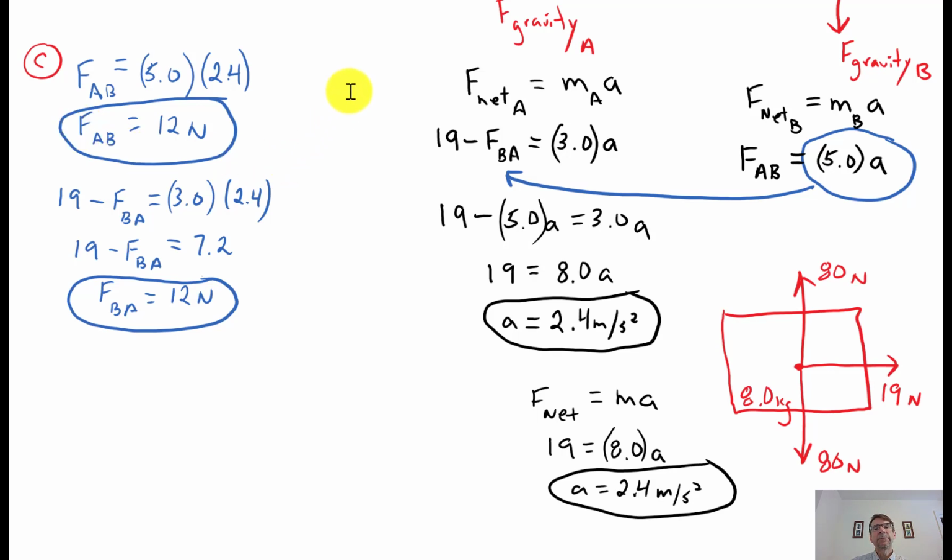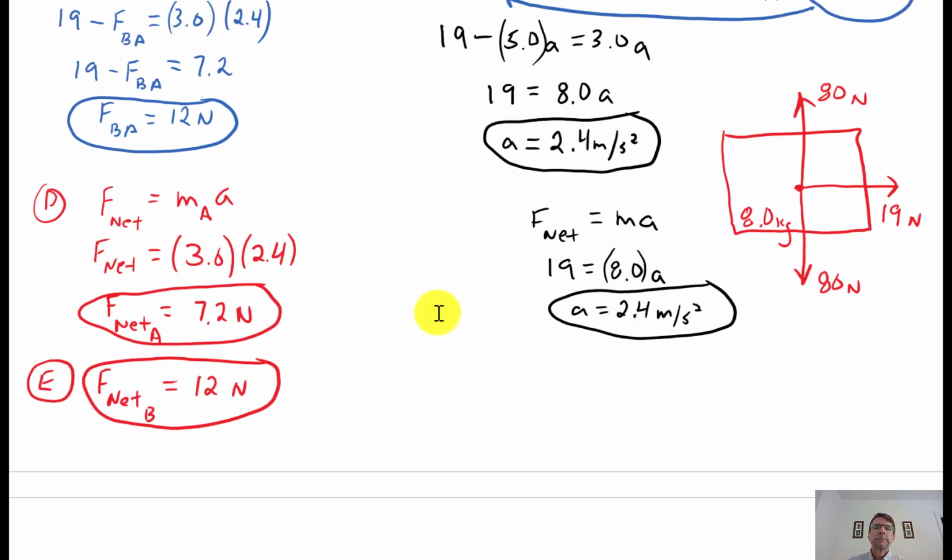Part D now, I need to find the net force on box A. Let's do that. There are 2 ways to get the net force on box A. You could just do Newton's second law: F net equals ma. The mass of box A is 3.0, times the acceleration 2.4 is 7.2.